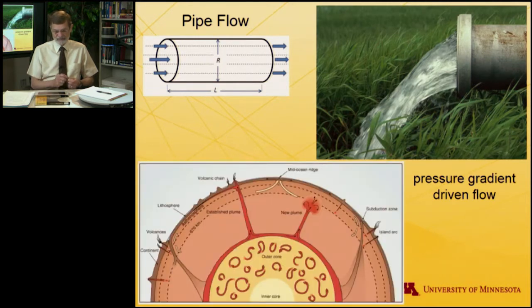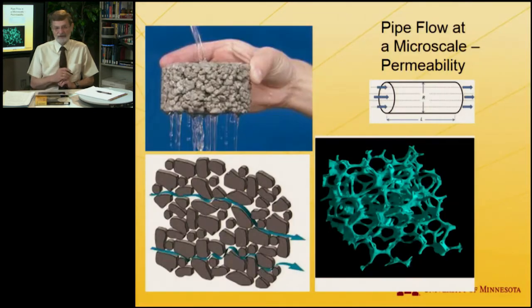Another example of pipe flow would be flow in a plume nucleating, say, at the base of the upper mantle or base of the transition zone, or maybe at the core mantle boundary, with the fluid moving vertically up through a tube-shaped or pipe-shaped region. And we're going to talk later on about taking this to a micro scale and looking at flow, or permeability, of a rock sample to a fluid.